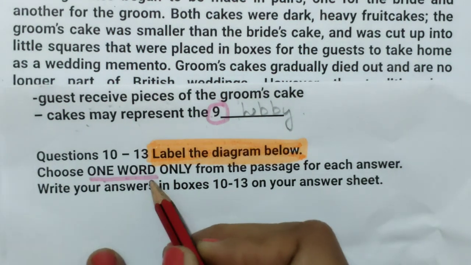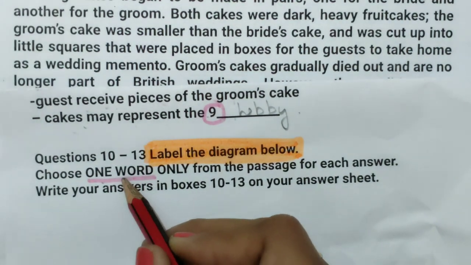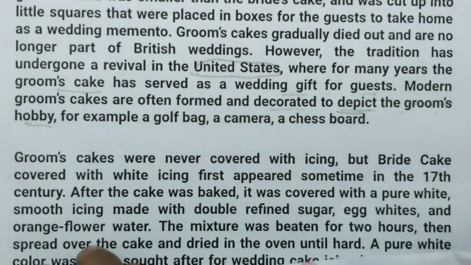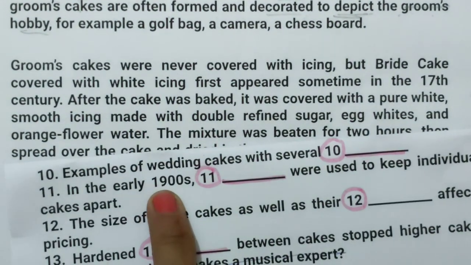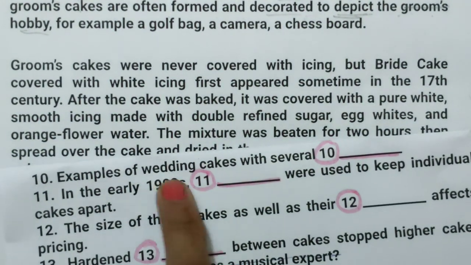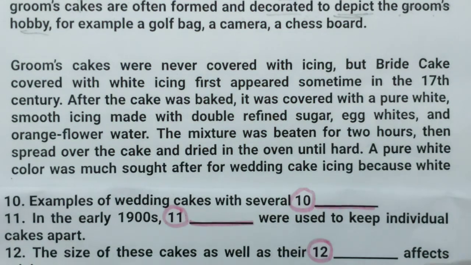One word only. Here also we have to follow one word only. Now the full paragraph we have read. Now I am looking for early 1900s and examples of wedding cakes with several.